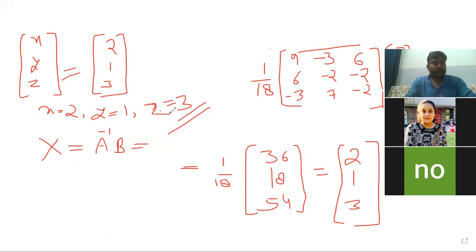So we have finished this: how to solve the system of equations by using the matrix method. If it comes in the paper, it will be a 3x3 matrix only. In this way you can find out the value of x, y and z.